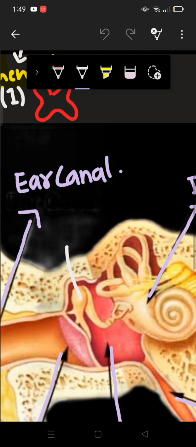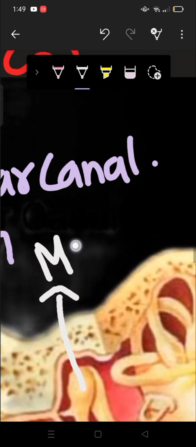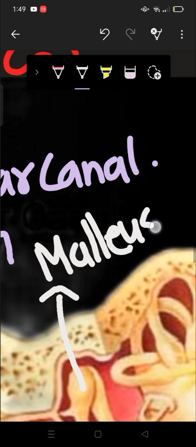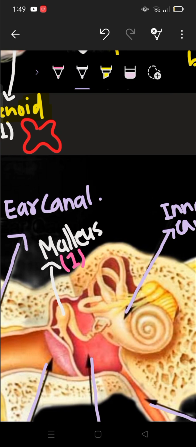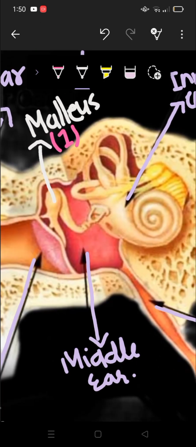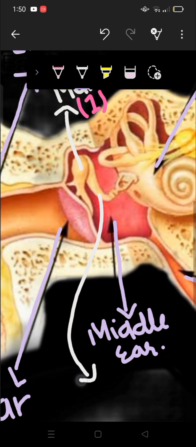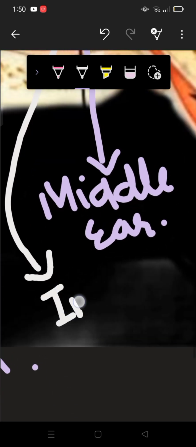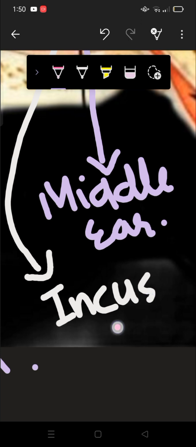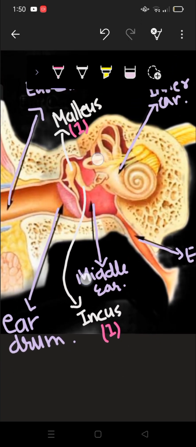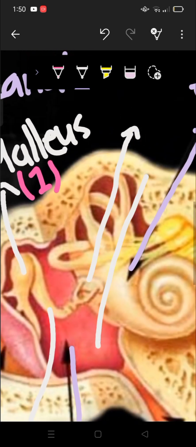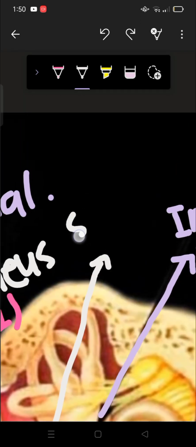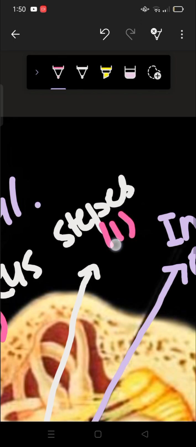As you can see, this bone is what we call the malleus. That is 1 in number. Now the second bone, I am going to write it here, is the incus. Incus is also 1 in number. So malleus, incus. Now the last bone is the stapes. I am writing this here. Last we have the stapes, which is also 1 in number.